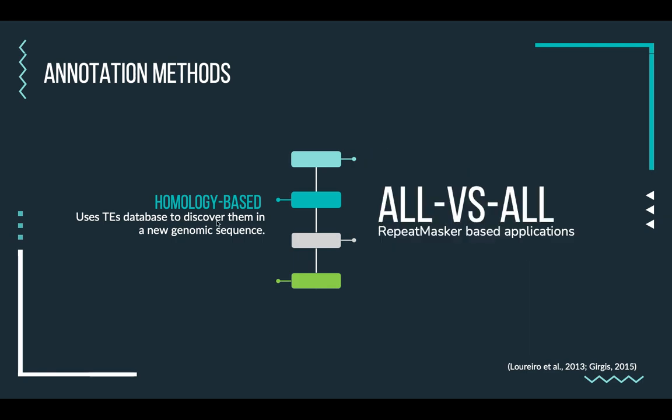So the homology-based methods are the most commonly used ones, being RepeatMasker the reference tool to use. It is also part of a lot of annotation pipelines. However, these tools rely on all versus all comparisons of the genome against each of the elements of the database, and these comparisons are mainly based on BLAST or BLAST-like applications. The problem with these tools is that they require huge computational capacities and time to annotate complex genomes.